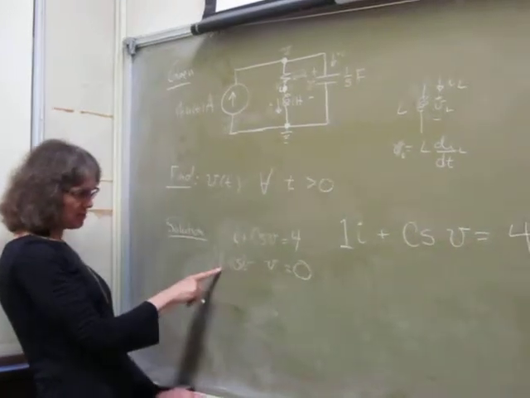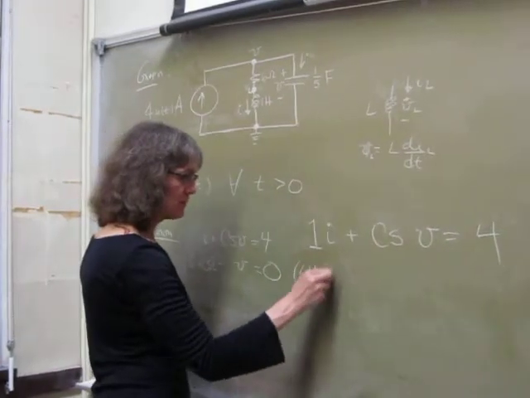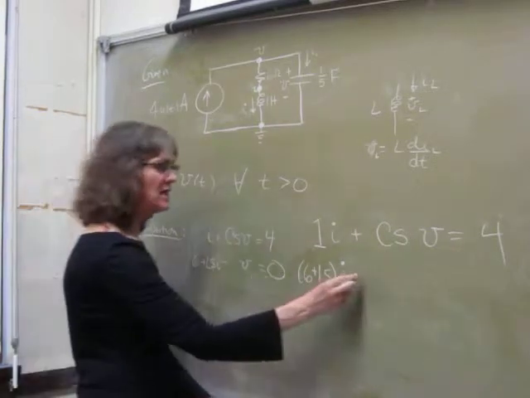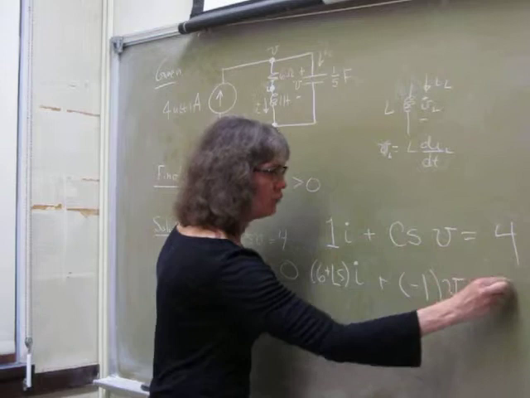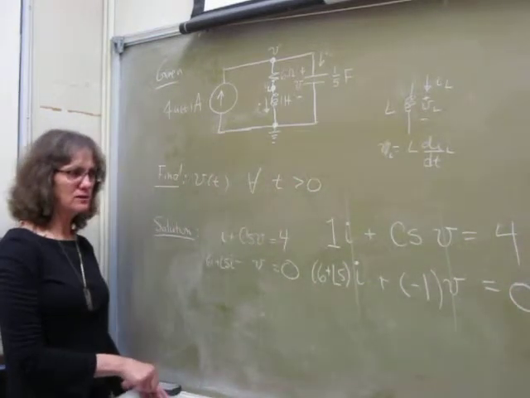On this side, I'm going to combine the 6 plus LS, because I want the I by itself, plus minus 1 V equals 0. Okay, so now you can see more explicitly that my unknowns are in a column.